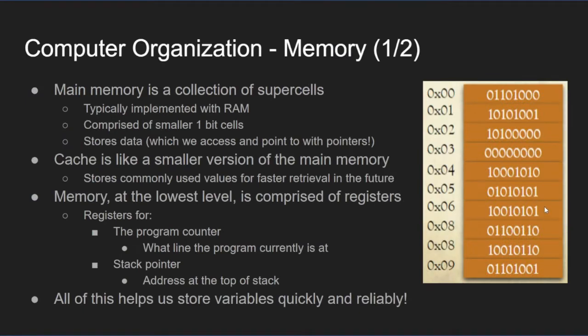We'll start off with computer organization and the memory. So main memory is a collection of supercells. This is usually the RAM, and it is comprised of 1-bit cells. Next, we have the cache. This is closer to the processor so that the processor can access it quickly. And then we have memory at the lowest level, which is the registers, which will be inside the processor.